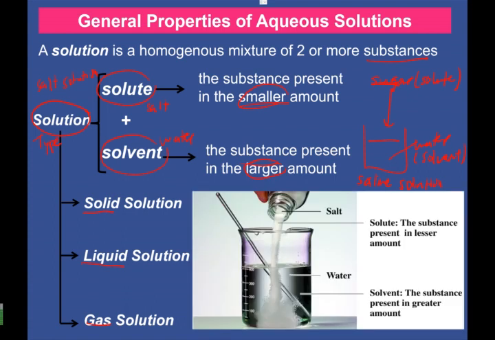A very common example is when we dissolve a salt into water. The salt is known as the solute, and the water is known as the solvent. So we will have a homogeneous mixture. And since the solvent we use is water, we can call it a liquid solution. We can also call it an aqueous solution.